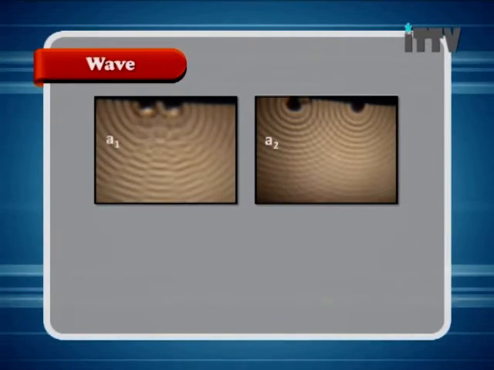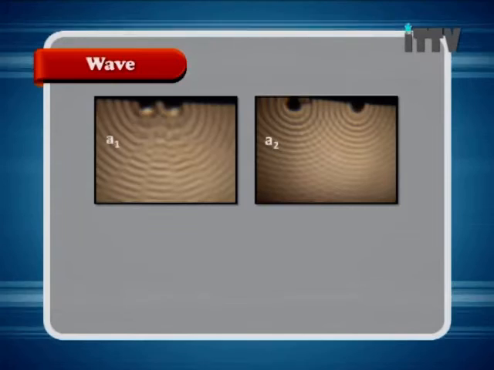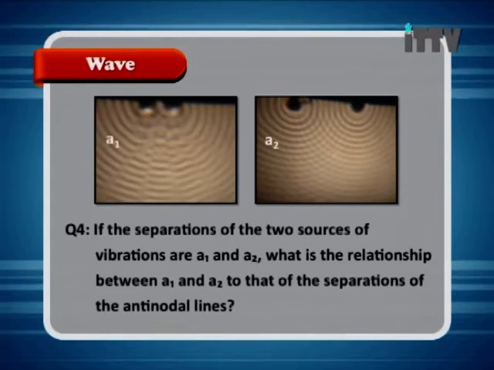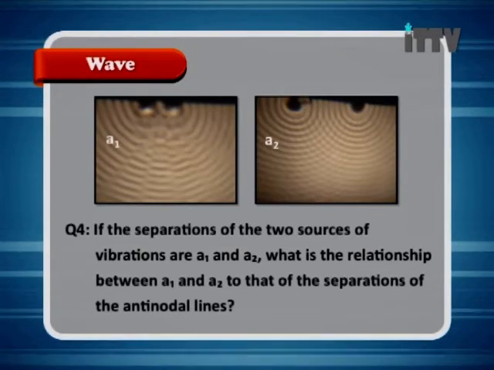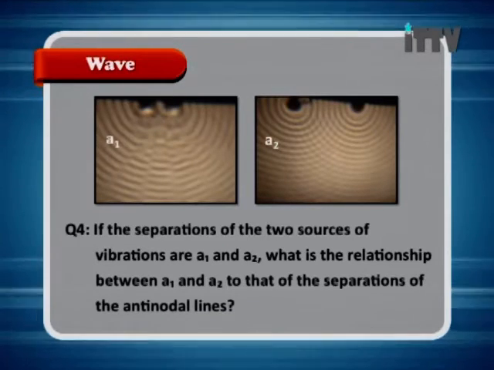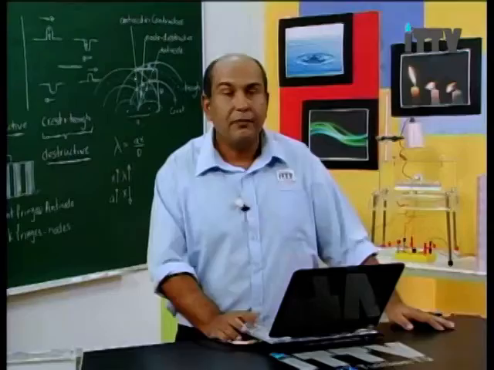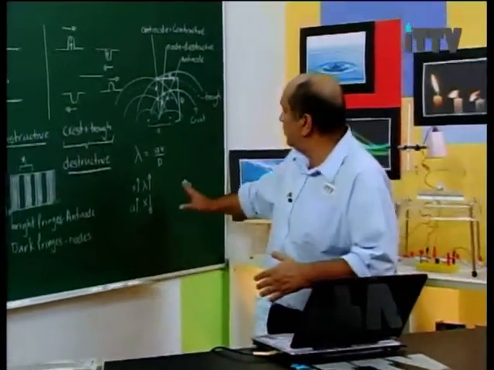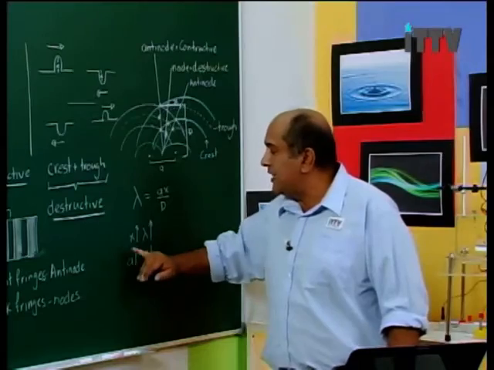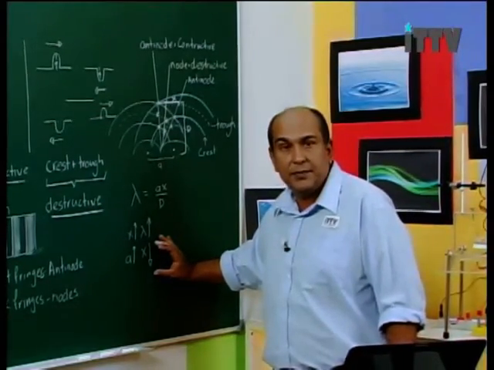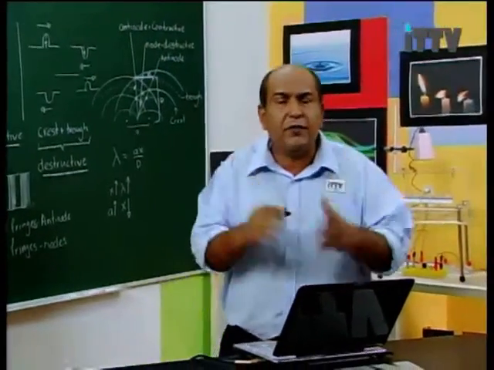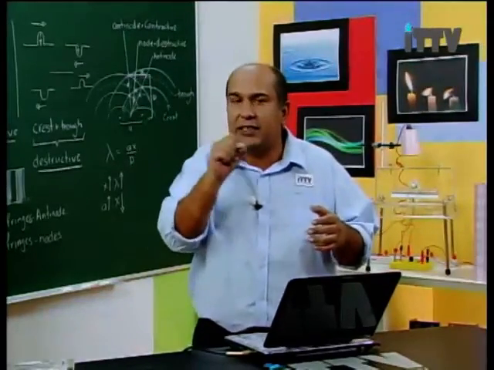Now, let's look at the A. In the first diagram, A is small, and in the second diagram, A is a larger value. If the separation of the two sources of vibrations are A1 and A2, what is the relationship between A1 and A2 to the separation of the antinodal lines? So here we want to have a look at our relationship over here. This is the key relationship. If A is increasing, what happens to X? So when you answer the question, keep it simple and keep it down to the relationship. On the side of your paper, write down A increase, X decrease.